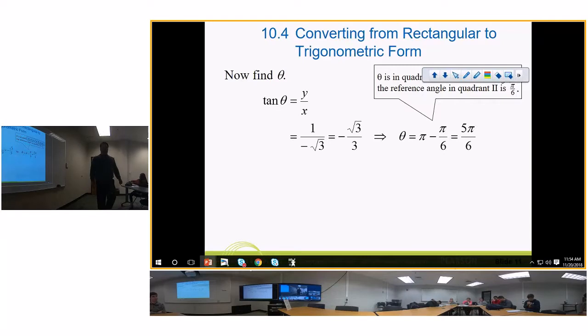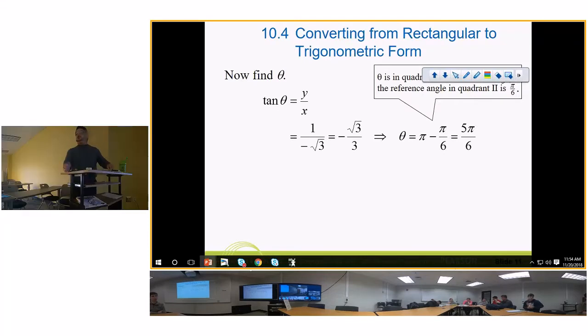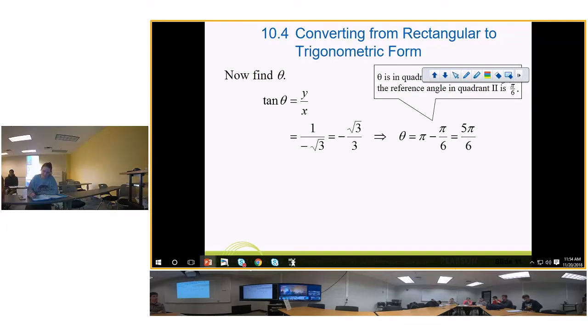Yes, no, maybe. I'm waiting. How much? 150? So it's in quadrant what? 2. And that's what it says right here.